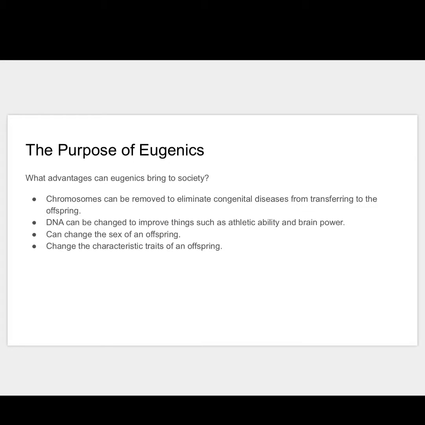Let me first start off with telling you the purpose of eugenics and why it is a technology that is being advanced every day. With eugenics, chromosomes can be removed to eliminate congenital diseases from transferring to the offspring. Eugenics can also allow the DNA to be changed and/or improved for things such as athletic ability and brain power. Eugenics allows for the change of the sex of the offspring before the baby is born. Eugenics also allows the characteristic traits of an offspring to be changed before the baby is born.